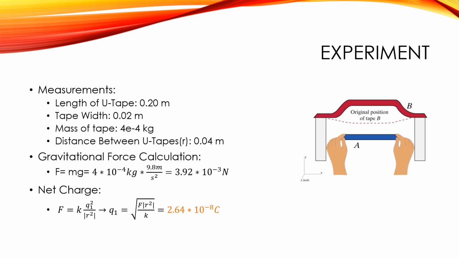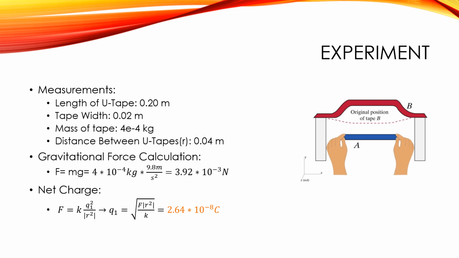Before the experiment, we got these measurements as shown. In order to conduct our purpose, we held positively charged tape B in suspension and raised positively charged tape A up under tape B until we noticed a repulsion occur between the two tapes, measuring the distance between the two for the repulsion to occur.